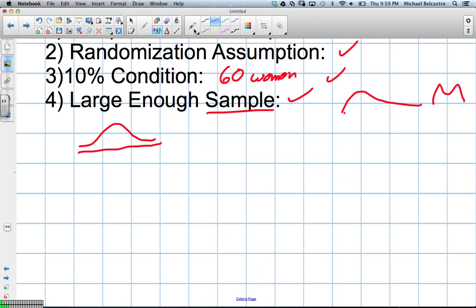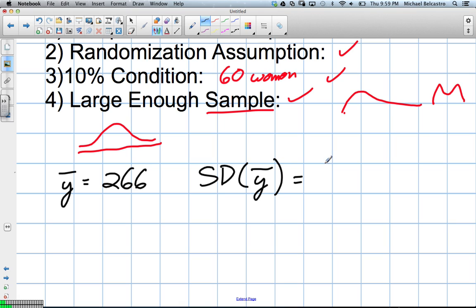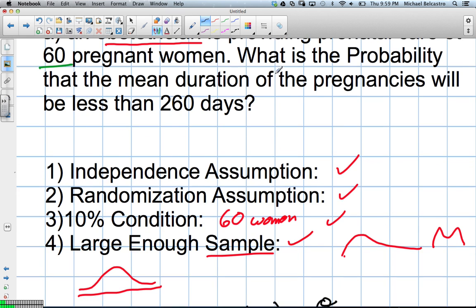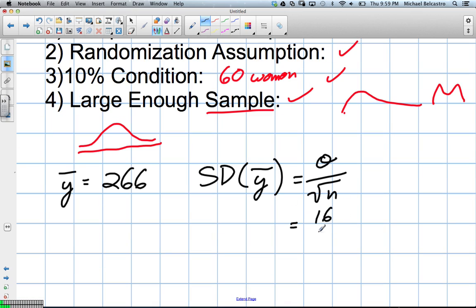Well, we know our y bar is 266 days, and the standard deviation of y bar was equal to the standard deviation over the root of the number of people in the study. Our standard deviation was how many days? Sorry, it was 16 days. So 16 divided by the root of everybody. And how many women were in the study? Our n is 60.